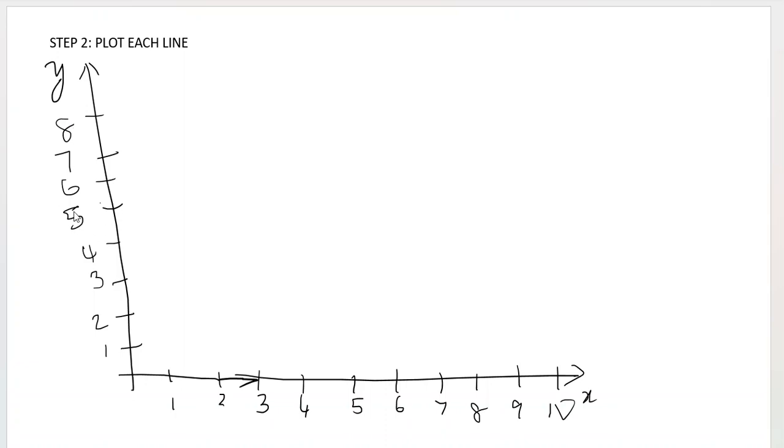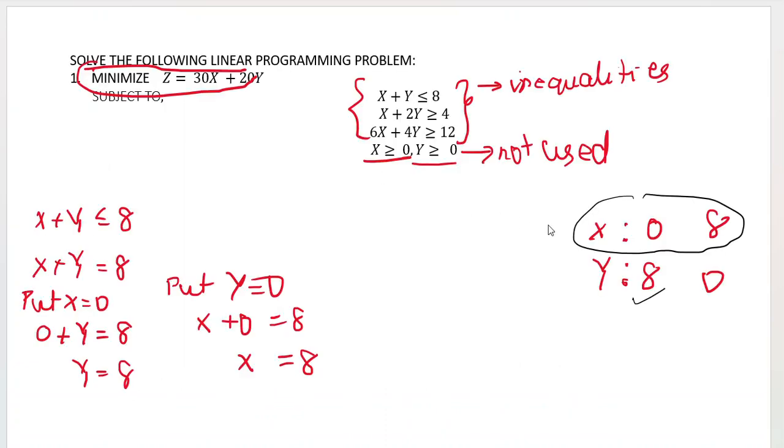Now we plot the first line. Our first line, that is x plus y less than or equal to 8, has points 0, 8 and 8, 0. So we plot this.